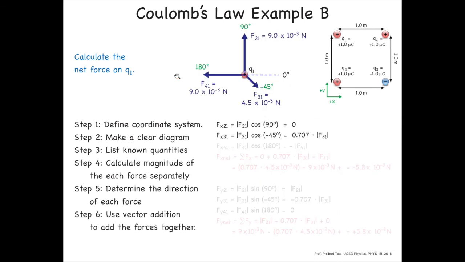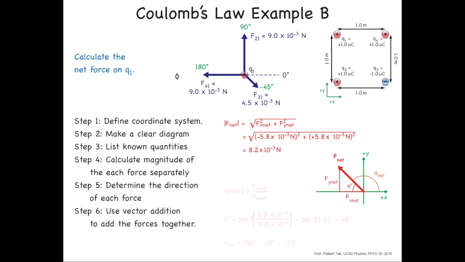So in order to get the actual correct angle, we have to realize that theta net is actually 180 degrees minus this little angle that we calculated right here, right? And so 180 minus 45 gives you 135 degrees. And so our final answer is that the net force is 8.2 times 10 to the minus 3 newtons at an angle of 135 degrees relative to the x-axis.